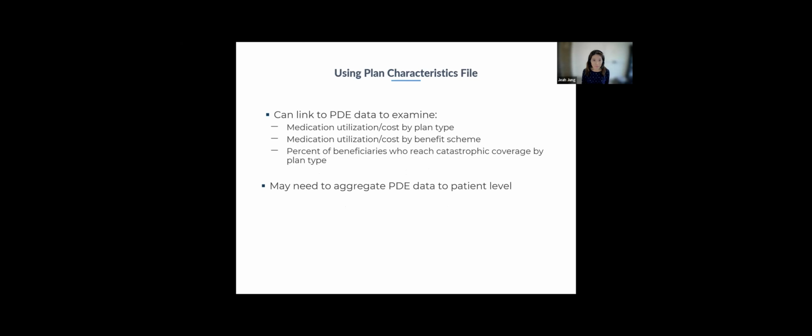Okay. Now if you have PDE files, you can link this plan characteristics file to PDE files, and you can examine all sorts of things, cost or medication adherence and utilization or anything by plan type and benefit schemes, and also the percent of beneficiaries reaching catastrophic coverage, and whether that differs by plan type or not. And for this information, again, the PDE record is event level. So you have to aggregate PDE level to the patient level when you construct these outcomes.